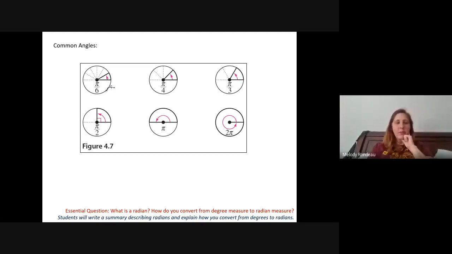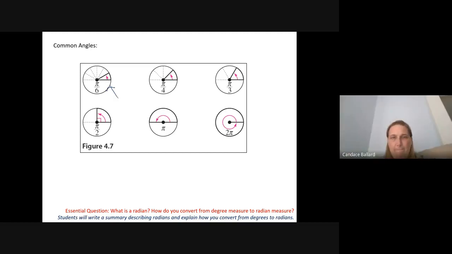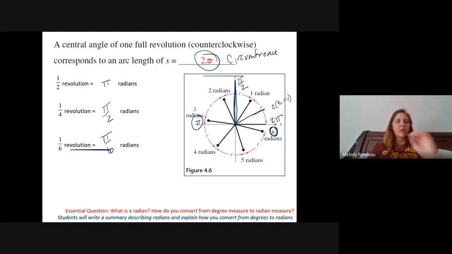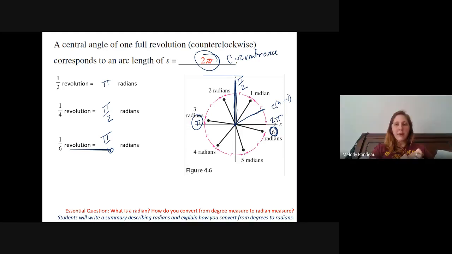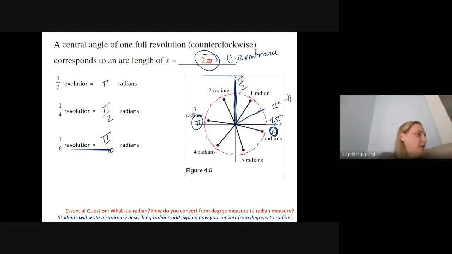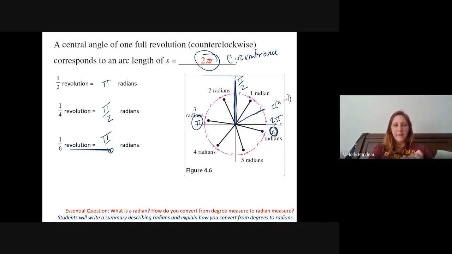Mrs. Ballard, go back for a second on your previous slide. You were doing a sixth of a revolution, not a sixth of pi. Thank you. You're welcome, no problem. A sixth of a revolution is still pi over 6, though, right? No, a sixth of a revolution is pi over 3. Yep, I messed that up. No worries, not a big deal.